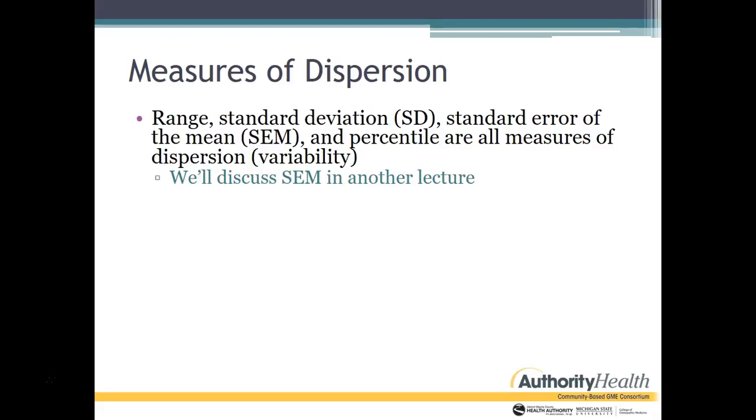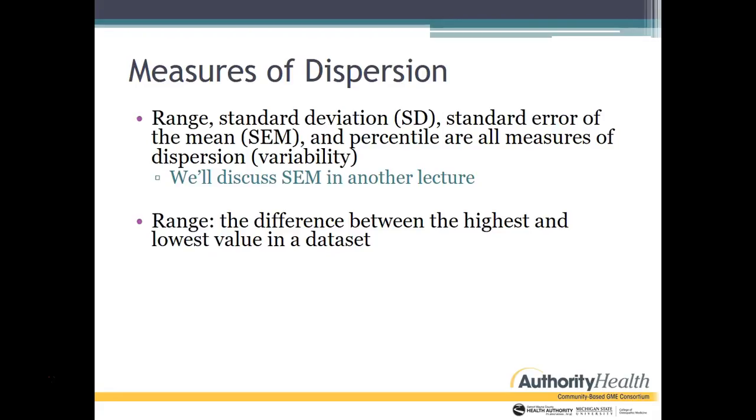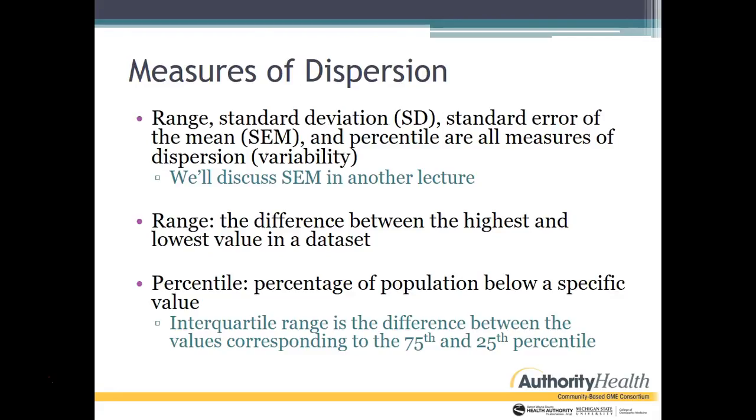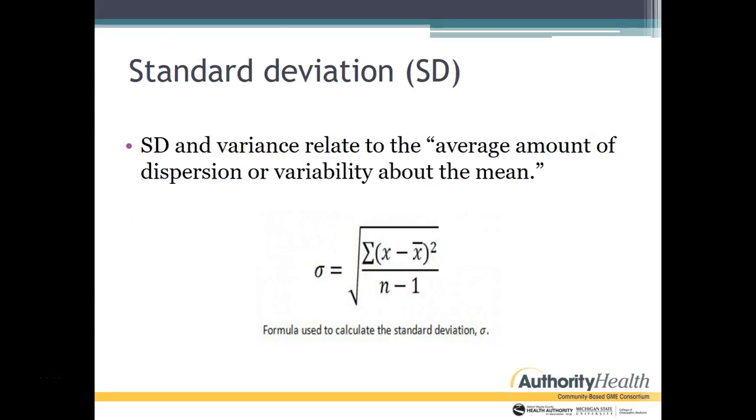So now let's go on to measures of dispersion. This includes range, standard deviation, standard error of the mean, and percentile. These are all measures of dispersion or variability. The range is just the difference between the highest and lowest value in a data set. Percentile is the percentage of population below a specific value. The interquartile range is the difference between the values corresponding to the 75th and 25th percentile.